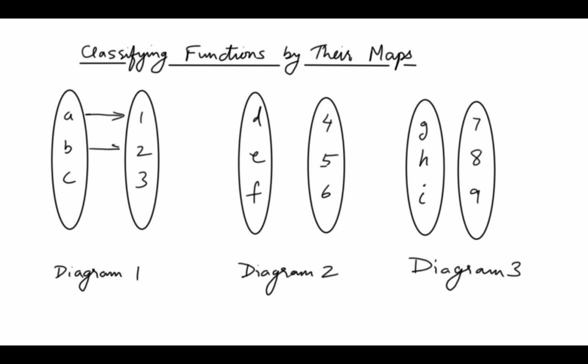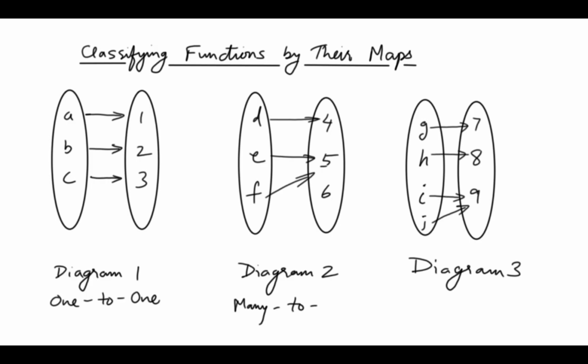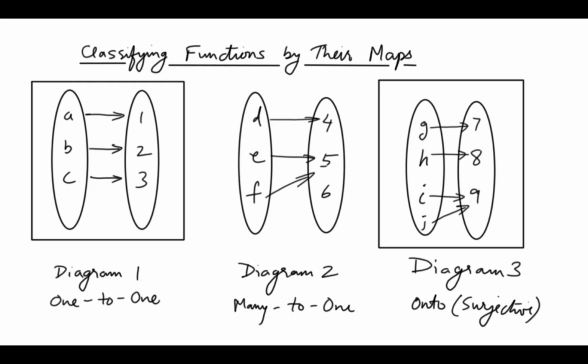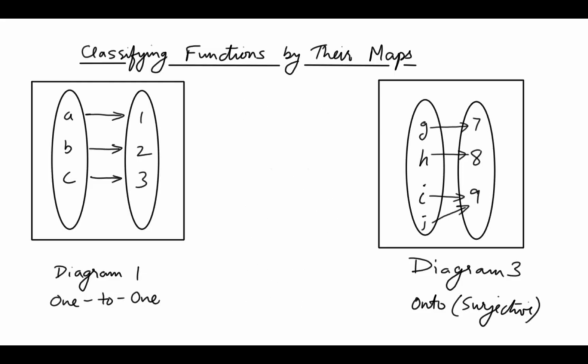If different inputs share and point to the same output, like squaring both 2 and minus 2 to get 4, it's a many-to-one relation. Or, if you square 3 and minus 3, both will give the output 9. So it's a many-to-one relation.